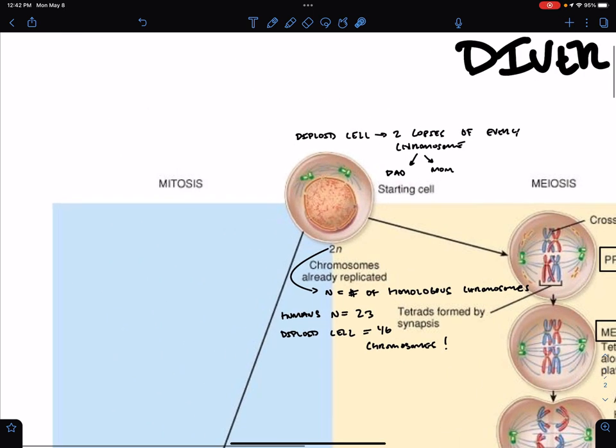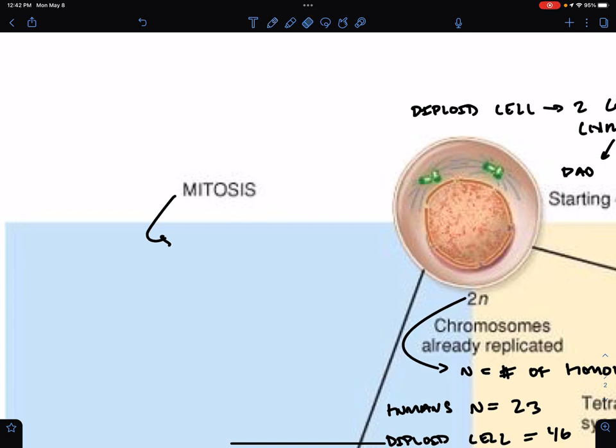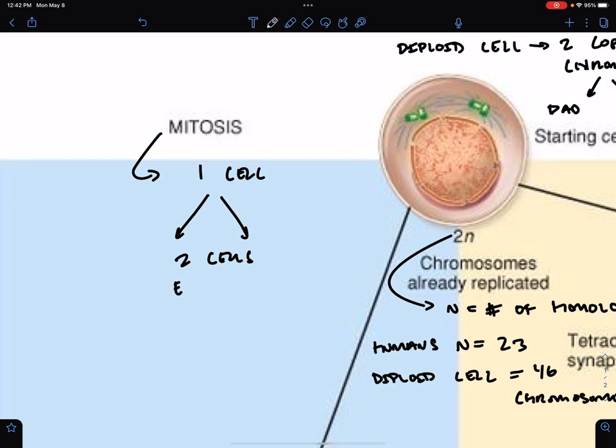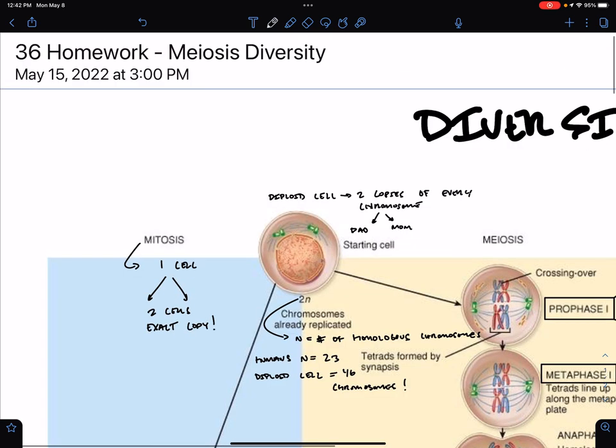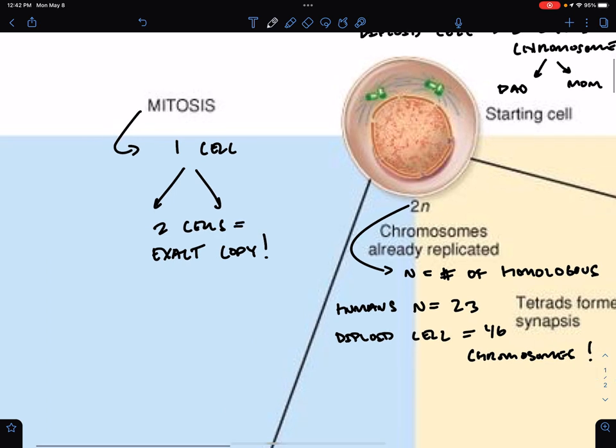Okay, mitosis. The overall goal of mitosis is to divide one cell into 2. So one cell becomes 2 cells, and we want to make exact replicas. So the relationship that these 2 cells have to one another is that they're clones.